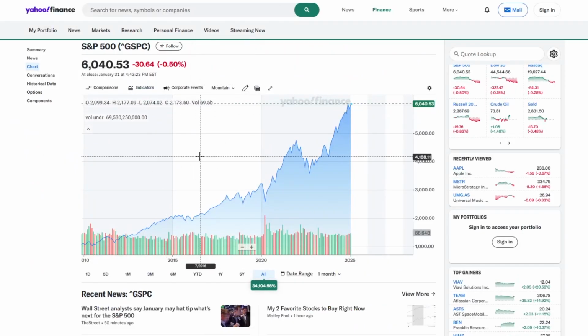For example, you can see here the S&P 500 is up. Let's just go back to 2010. So it's at 1,024, and now it's up to 6,000. So a 6x in the last 20 years, which is actually incredibly good based off the average.